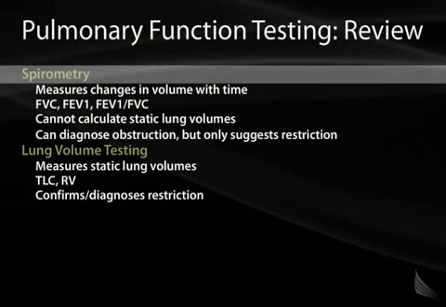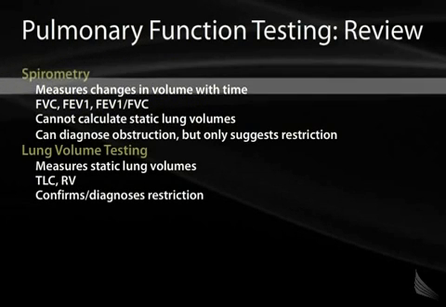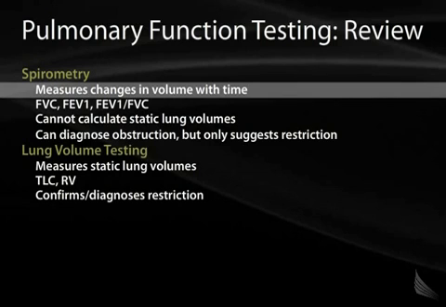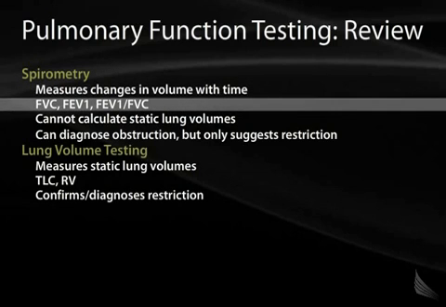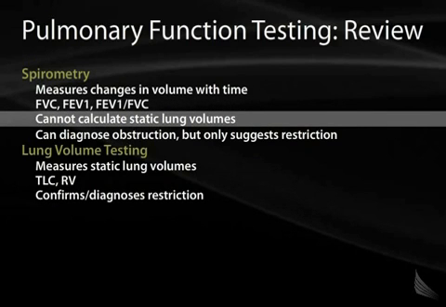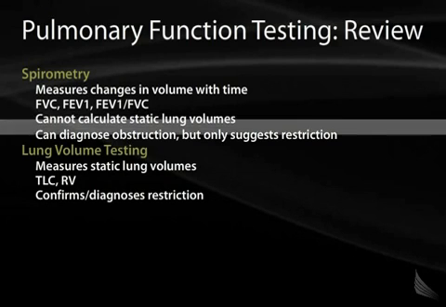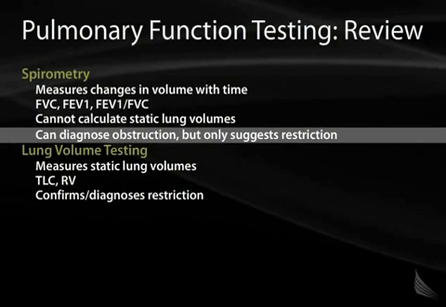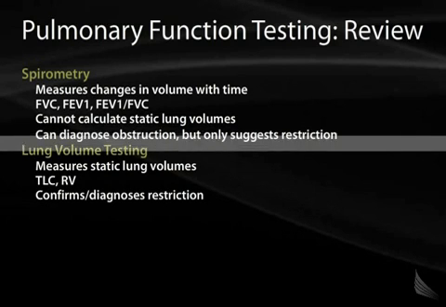Just to review some of the pulmonary function test's main points. Spirometry measures change in volume over change in time. We get an FVC, an FEV1, and an FEV1 to FVC ratio. We can't calculate the static lung volumes. We never know what the residual volume or the total lung capacity is. We can diagnose obstruction on the basis of spirometry, but we can only suggest restriction.